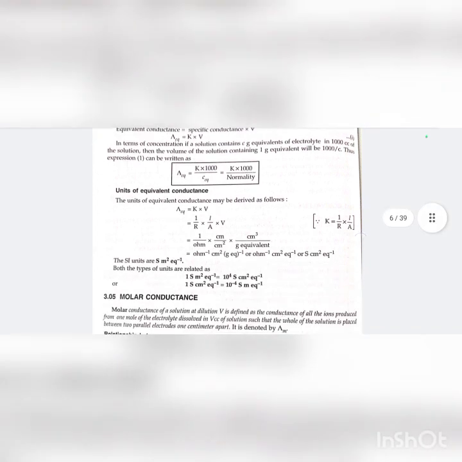In terms of concentration, if a solution contains C gram equivalent of electrolyte in 1000 cc of the solution, then the volume of the solution containing 1 gram equivalent will be 1000 divided by C. Thus expression 1 can be written as lambda eq is equal to K into 1000 by normality. Units of equivalent conductivity are ohm inverse centimeter square equivalent inverse or Siemens centimeter square equivalent inverse.